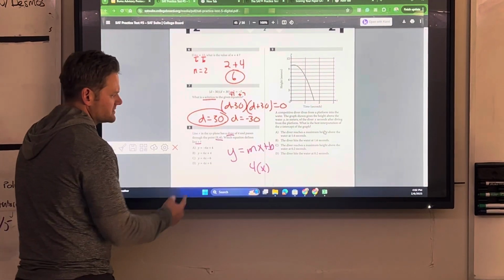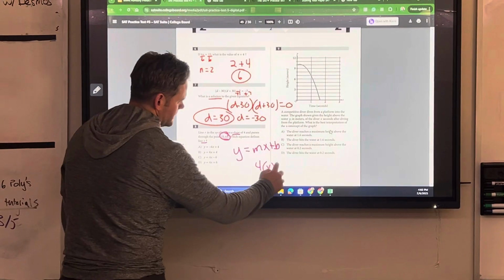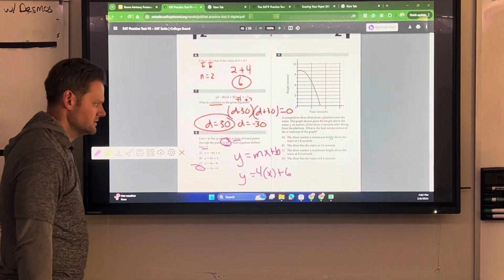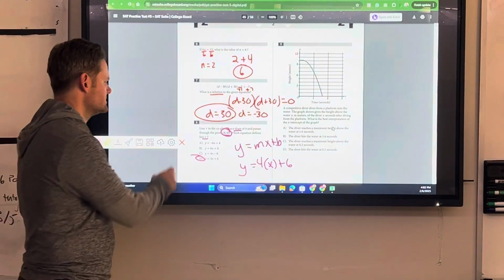What's my y-intercept? That's my b, right? That's a 6. So I get y equals 4x plus 6 right here. Answer is D, as in dog.